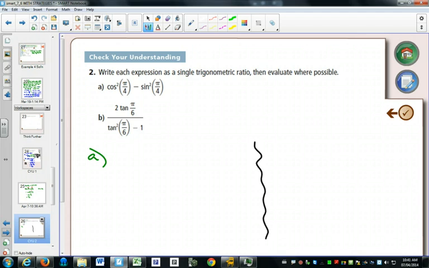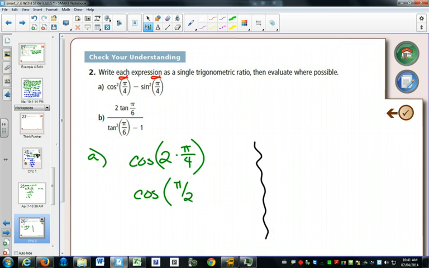Split it down here. Cos squared minus sine squared. Think of this as alpha. Does that match up with one of our formulas? Of course, it's in this chapter, so it better. And it matches up with cos of 2 alpha, which, when you simplify that, becomes cos of pi over 2. And cos of pi over 2 from your pi plate or from the cos graph is 0.